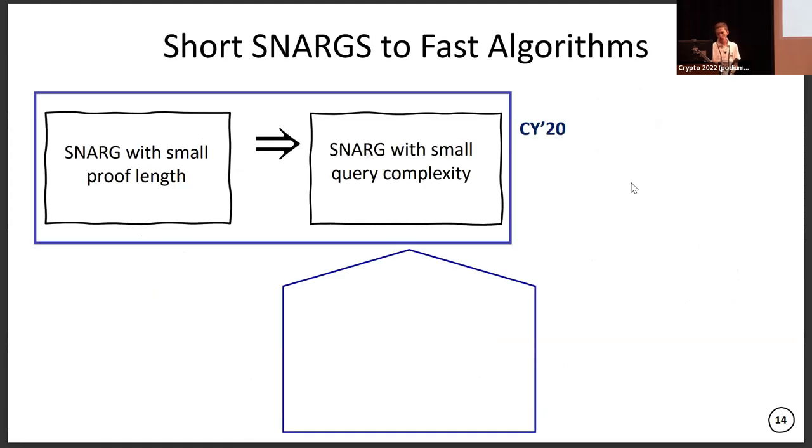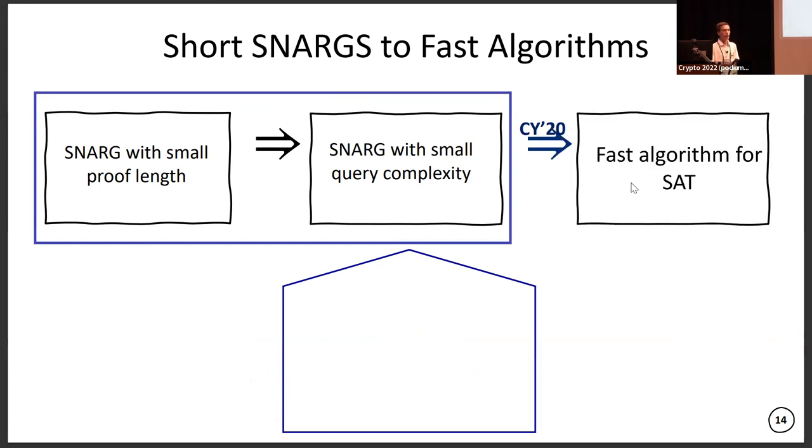Okay. So, how do we prove our lower bound? Now that we know what salted soundness is, we take a SNARG with a short proof length and transform it into a SNARG with small verifier complexity. Specifically, there's the lower bound of JSN you gave from 2020, which states that a SNARG with small verifier query complexity can be transformed to a fast algorithm for SAT. This means that if you have a SNARG with too small a proof length, smaller than the lower bound we are about to see, we'll get a SNARG with small query complexity, which we may then be able to transform to a sub-exponential fast algorithm for SAT. It will be randomized, but this will contradict the exponential time hypothesis.